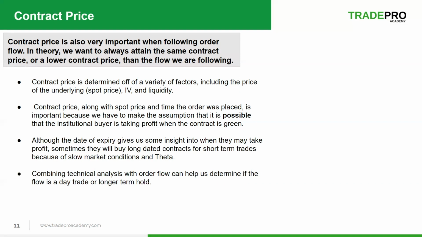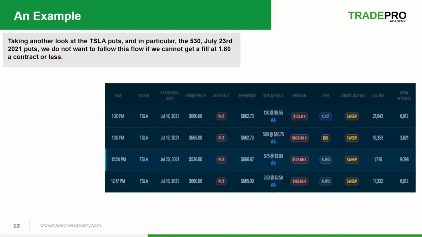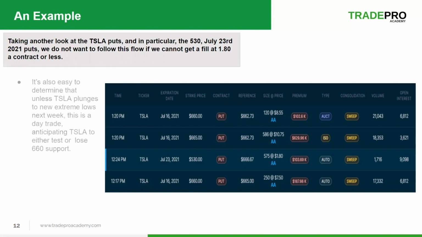or a longer-term hold. Taking another look at the Tesla puts from earlier, and in particular, the 530 puts, these have an expiry of July 23rd, 2021. And we do not want to follow this flow if we cannot get a fill at $1.80 a contract or less. It's also pretty easy to determine that unless Tesla plunges to new extreme lows next week, this is a day trade, anticipating Tesla to either test or lose 660 support.